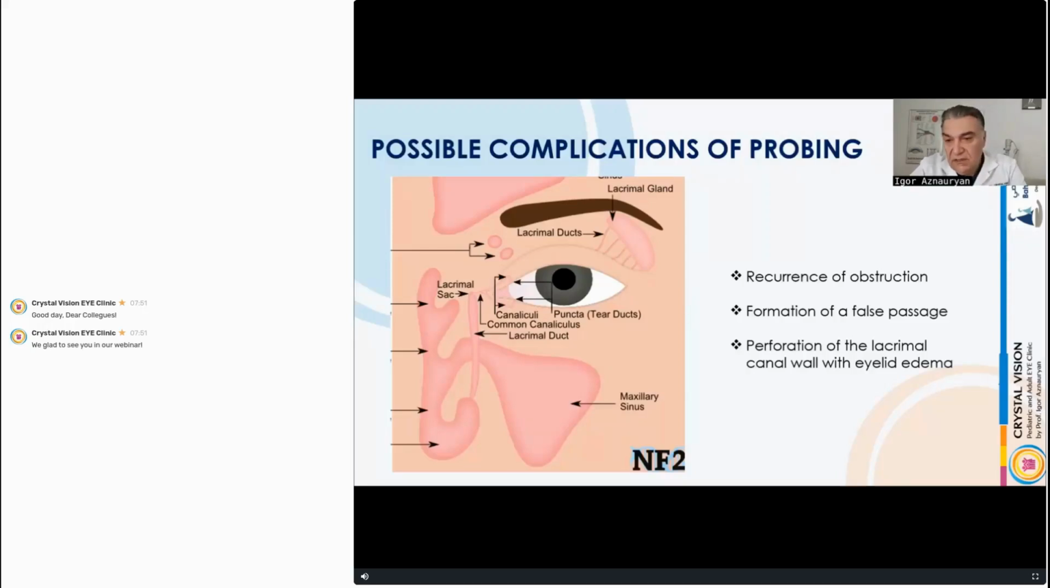Well, here, yes, it shows how false passages can form. Where can they open up? Either on the cheek, or they may open into the cavities, into the sinuses. It varies, depending on the degree of damage caused by the iatrogenic factor.